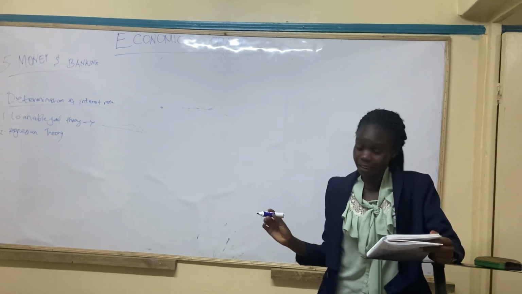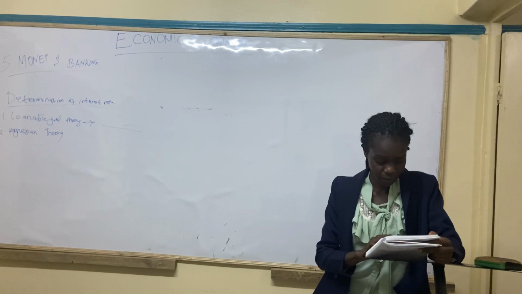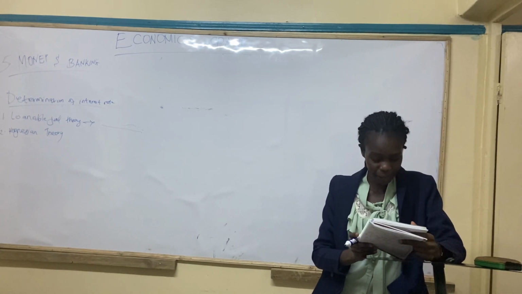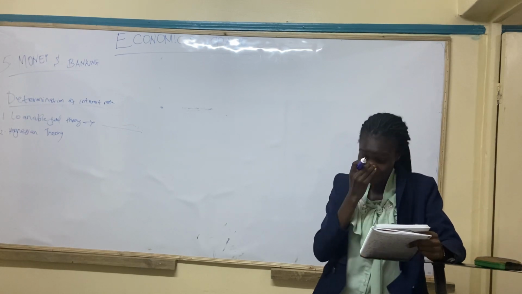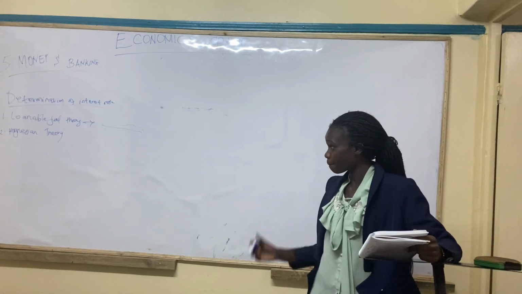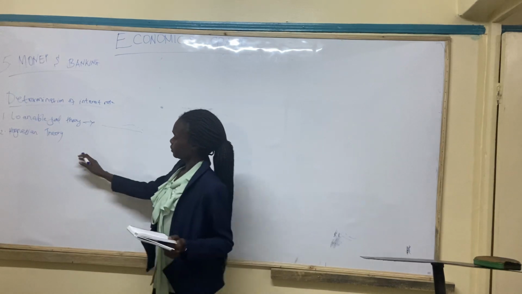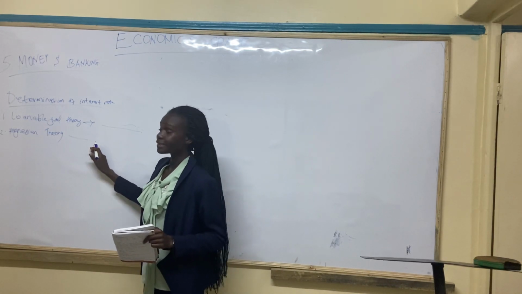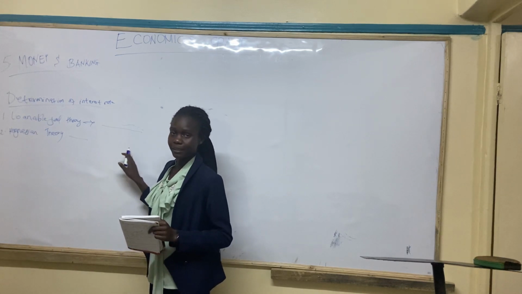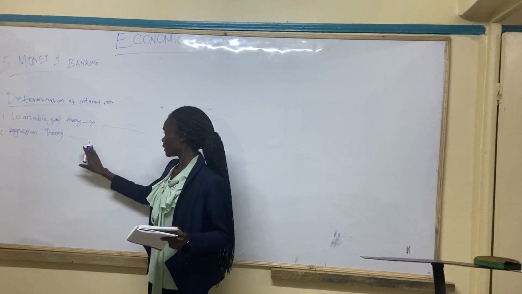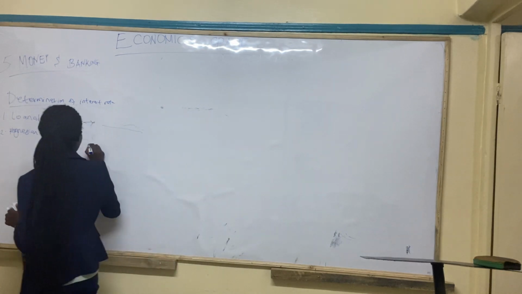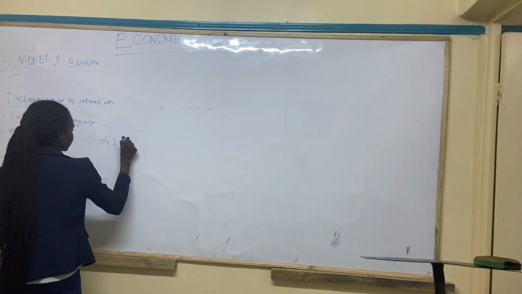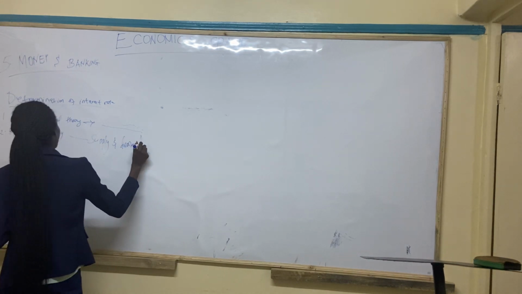The second one is the Keynesian theory. This states that the interest rate is determined by the supply of money and the desire to hold money. So in this theory, interest rates are determined by the supply of money to the economy and the demand for money.